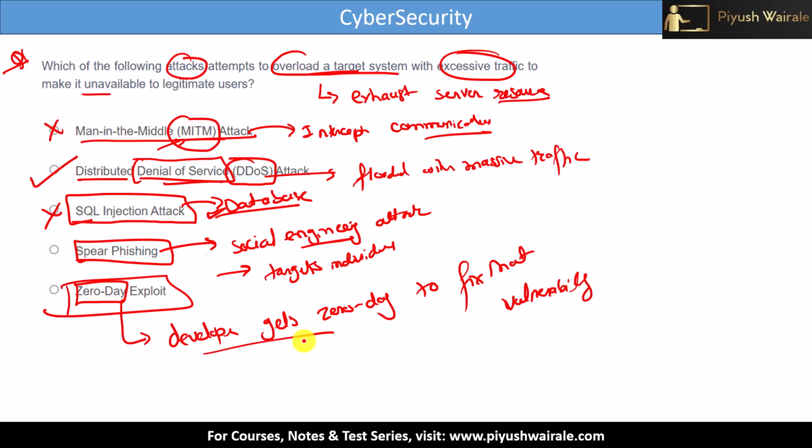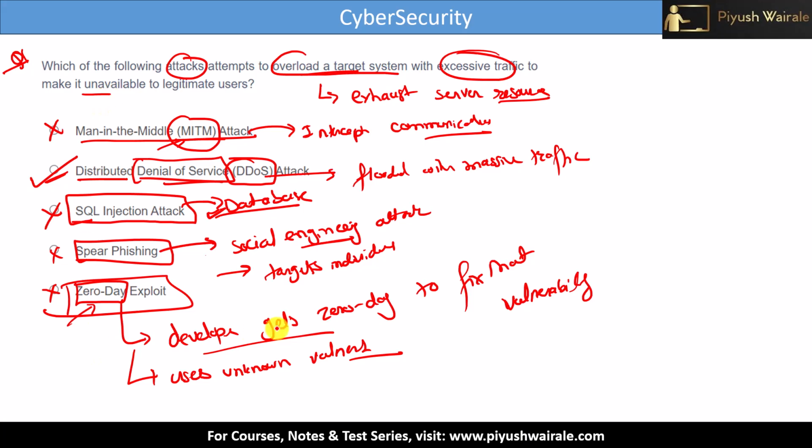Now, what does this mean? The attackers use an unknown vulnerability. That's why developers get zero days to fix that vulnerability, and this is how the term zero-day exploit came. So option D is also not correct. The correct option is option B, distributed denial of service attack.